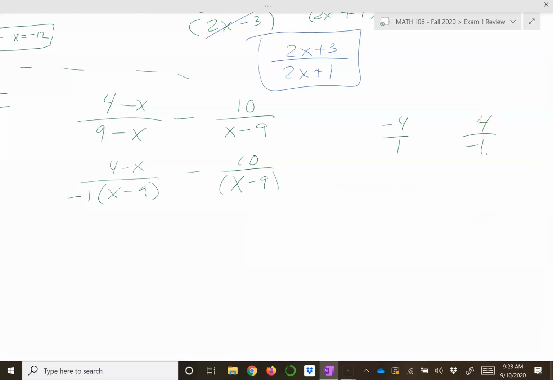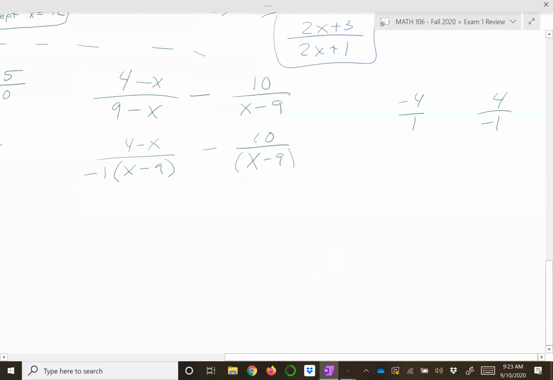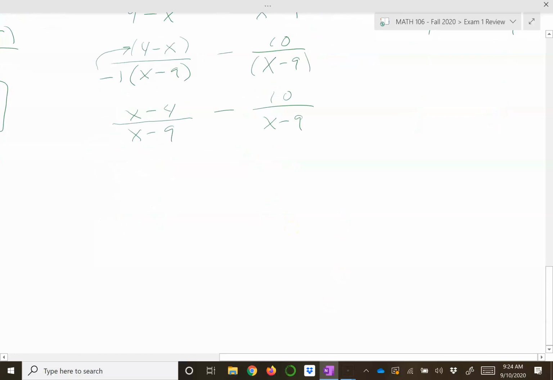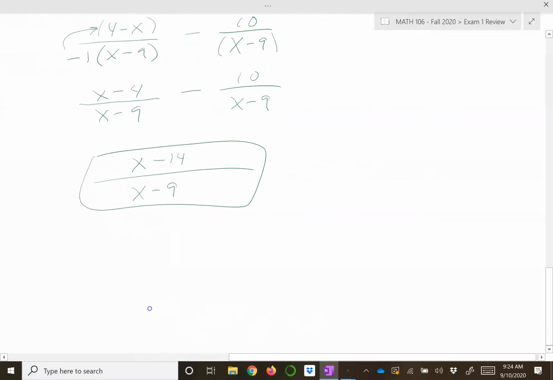So I'm going to put that -1 in the numerator. So what does that do? Well, doesn't that just make this x minus 4 in the numerator? I just put this -1 up here and then basically distributed it through there. So the 4 becomes negative, the x becomes positive, and then we're in business. Now I have the same denominator, and when I combine the numerator, I have just an x, and then it's -4 minus 10, so that's minus 14. So that's your final.